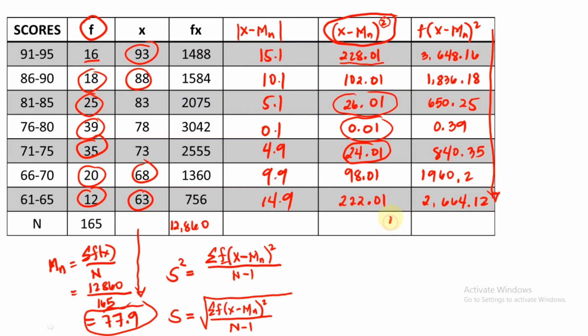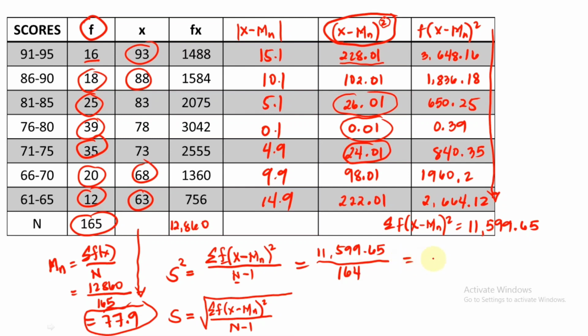I-add lang natin lahat ito. So summation of f times x minus the value of the mean squared, that is equivalent to, i-add natin lahat ito. So that is 11,599.65. Then i-substitute lang natin dito. So 11,599.65 over, ang value ng n is total frequency 165 minus 1, so that is 164. Then i-divide natin yan, ang result is 70.73. So ito na yung variance natin.